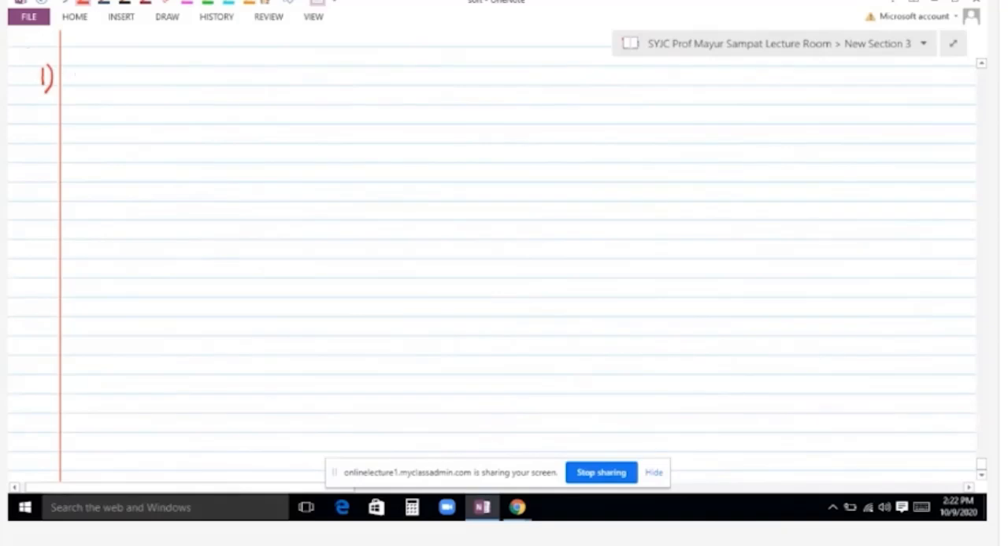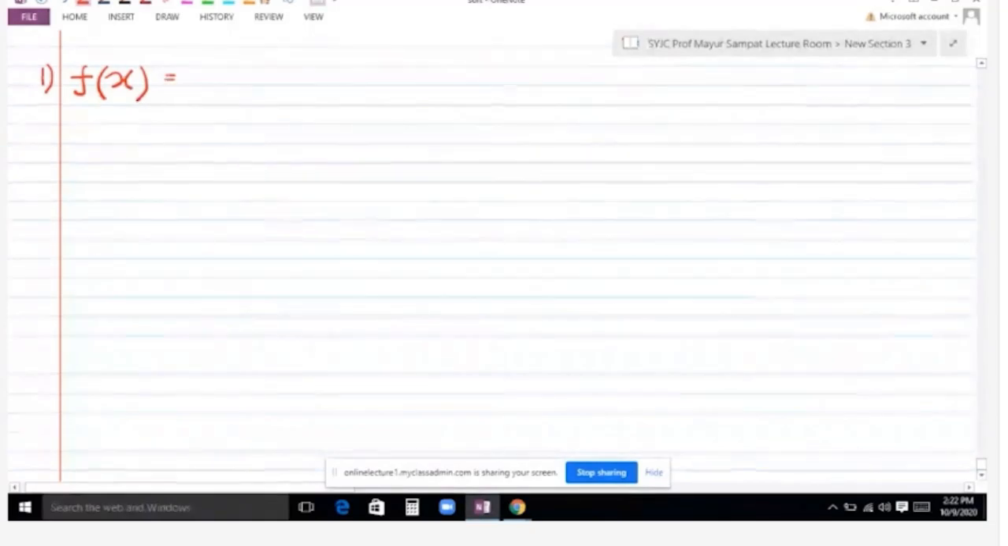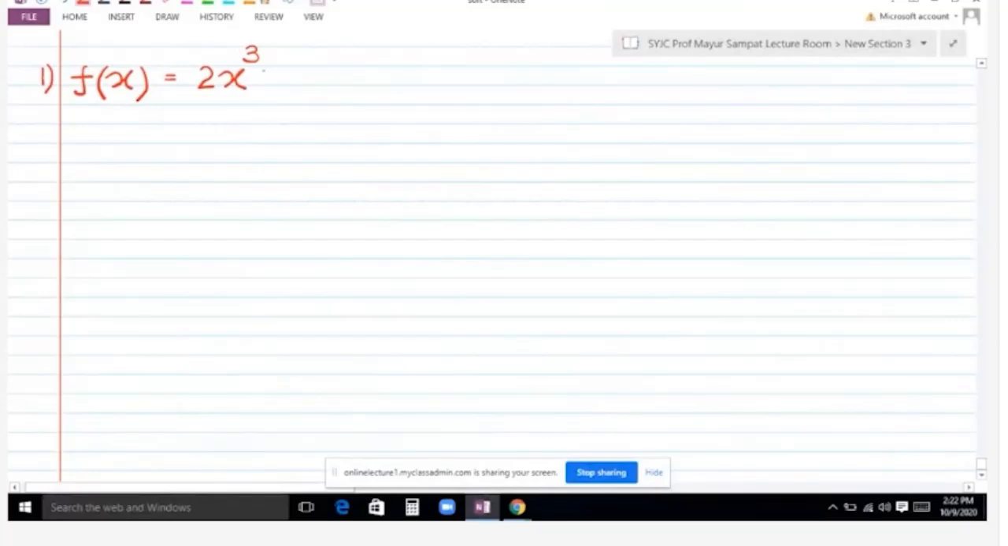f of x is equal to 2 times x cubed minus 21x squared plus 36x minus 20. चलो ready.